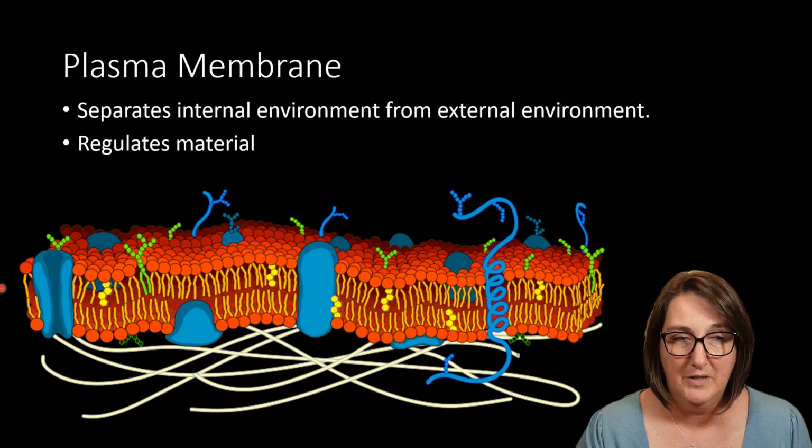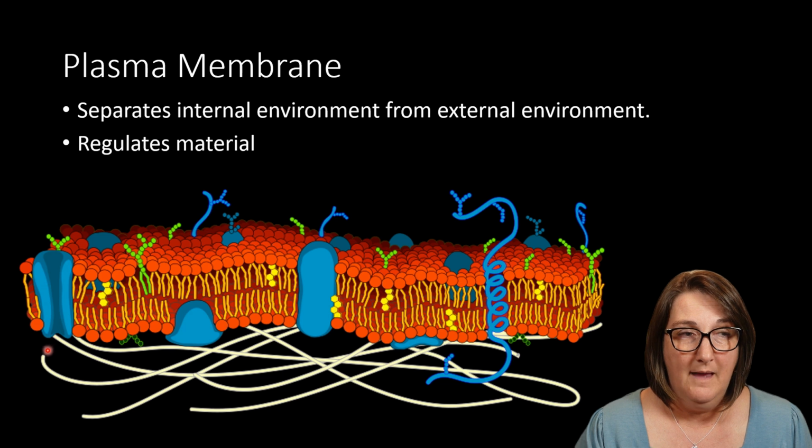This is going to regulate material. So this is going to allow material to pass through. It's going to allow proteins, these are proteins, these are going to allow material to pass through these proteins if they have specific charges, specific types of properties. The next one we're going to talk about is the nucleus.